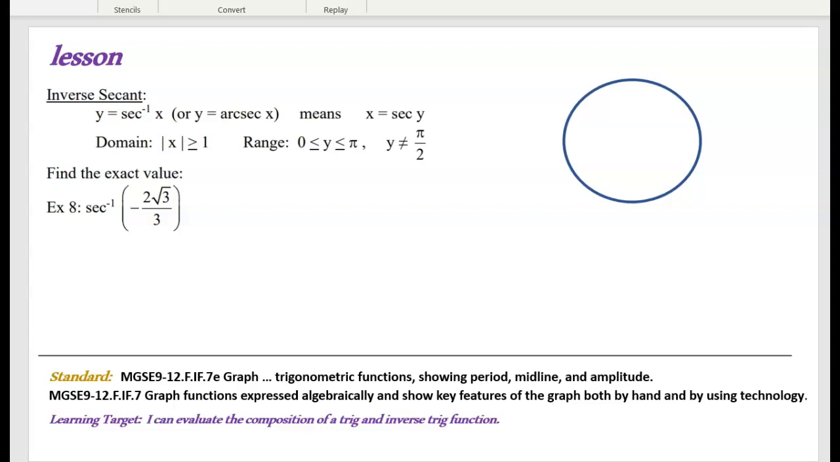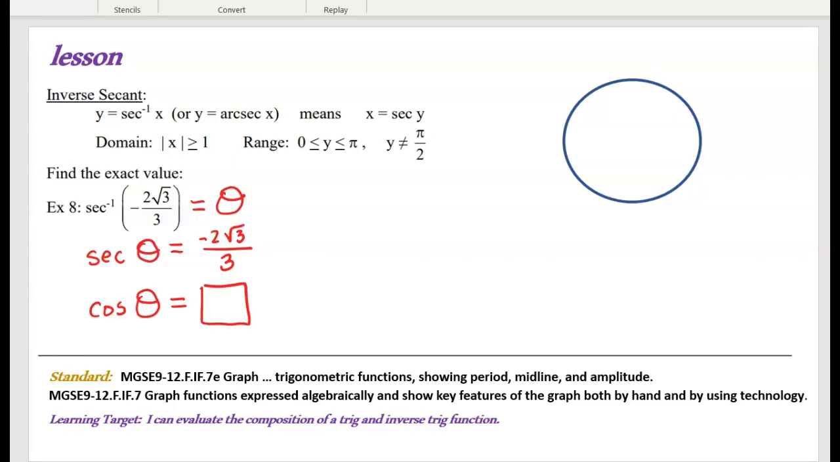Secant inverse equals some angle. That means, well, definition. Secant of theta equals some ratio. Swap the inputs and the outputs. And now, if I want to find secant of an angle equals this value, I know by definition that I'm going to find the reciprocal of this.